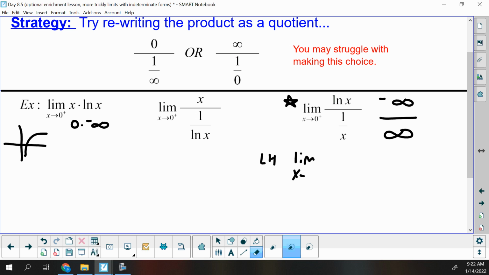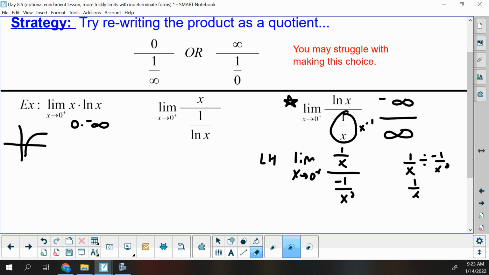So we'll have limit as x approaches 0 from the right. Natural log is 1 over x. Think of this as x to the negative 1. So its derivative would be negative 1 x to the negative 2, or in other words, negative 1 over x squared. Off to the side, I'm going to neaten that up.